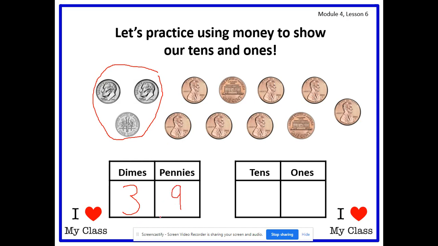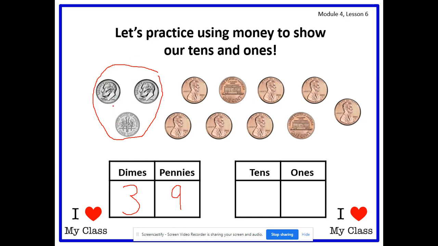So how many cents do we have? Get ready. Yes, we have 39 cents. We would count, it would be 10, 20, 30, and then we have to count by ones. 31, 32, 33, 34, 35, 36, 37, 38, 39. So now let's pretend these were tens and ones.